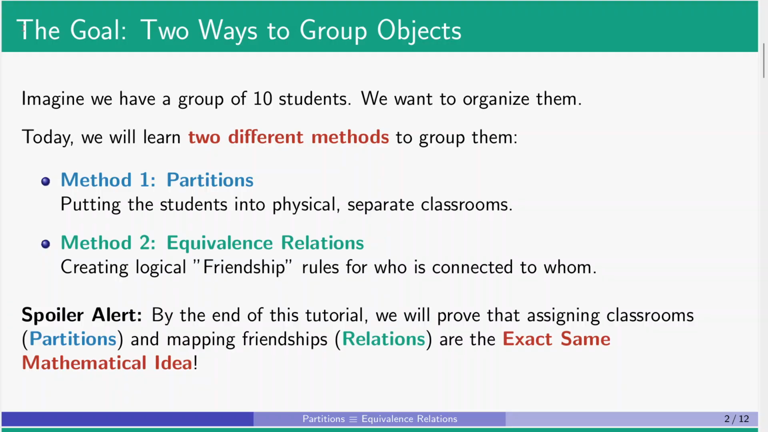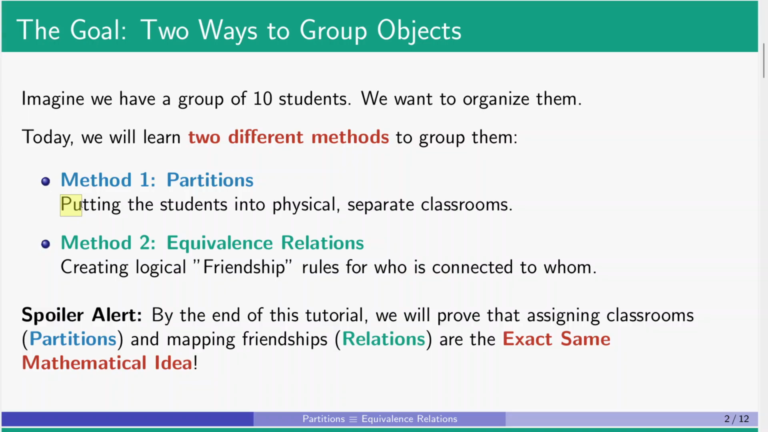All right, let me begin by painting a picture for you. Imagine you have a group of 10 students, just 10 young people, standing together in a room. Now someone walks in and says, we need to organize these students. We need to group them somehow. Now here is the interesting thing. There are actually two completely different methods we could use to do this, and today we are going to learn both of them. The first method is called a partition.